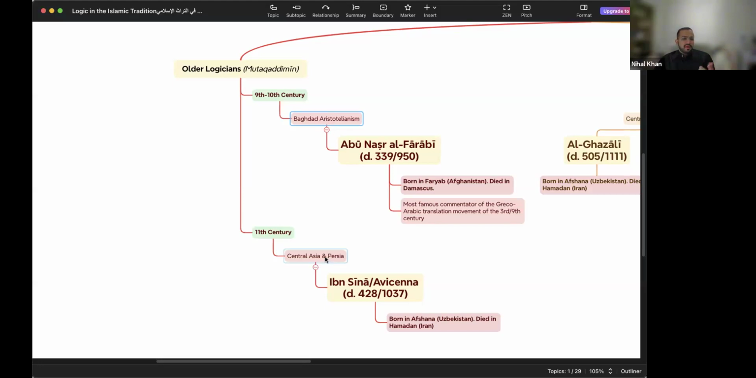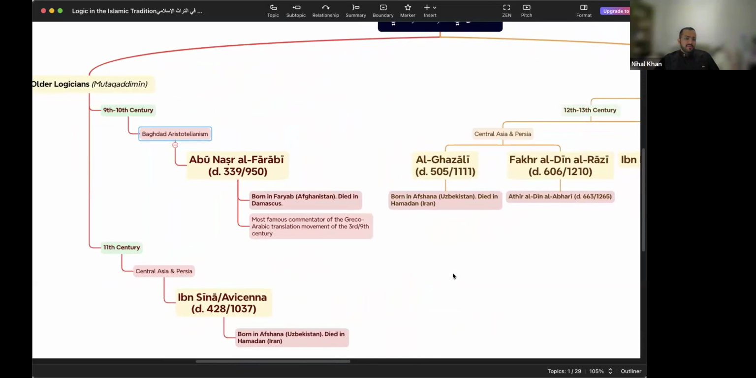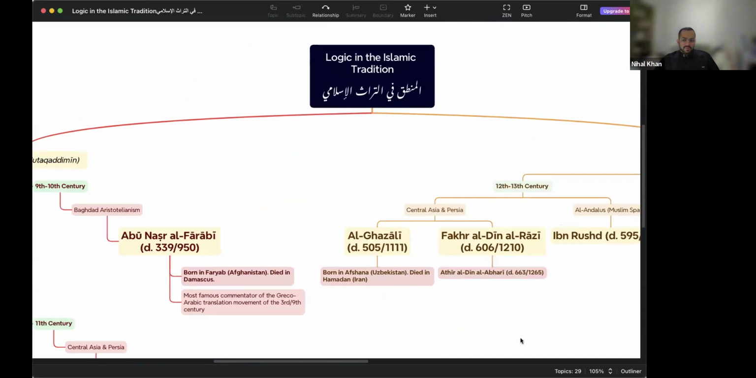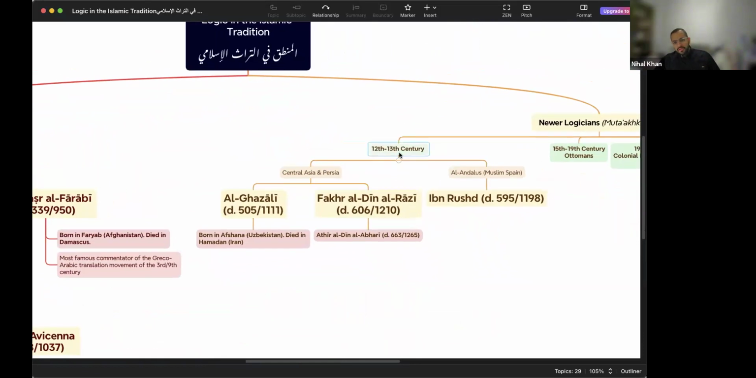Then with Ibn Sina, he went to Central Asia and Persia. Baghdad is still connected to Persia, but these are two different schools, you could say. One was building off of the other one. You have Ibn Sina, who's Avicenna. And then basically this stayed developing over years. Then you have the 12th century. I just spoke about the 10th and 11th. In the 12th century and the 13th century, you have it divided into Central Asia and Persia and Al-Andalus, Muslim Spain.